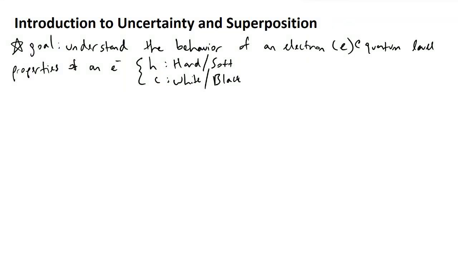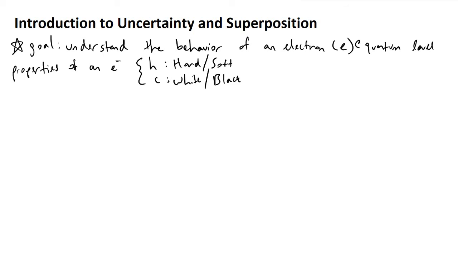Hello everyone, and in this video we are going to be discussing uncertainty and superposition. And the goal of this topic will be to help us better understand the behavior of an electron once we get down to the quantum level. And the quantum level is talking about things when you're looking at a single electron or a single atom or even a small group of atoms.